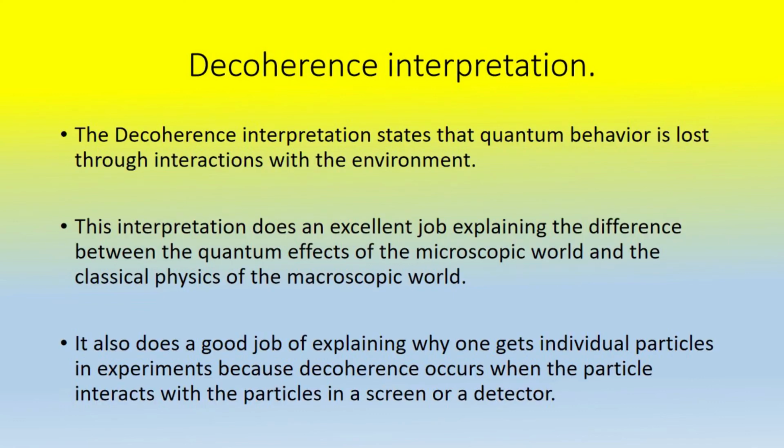The decoherence interpretation states that quantum behavior is lost through interactions with the environment. This interpretation does an excellent job of explaining the difference between the quantum effects of the microscopic world and the classical physics of the macroscopic world. It also does a good job of explaining why one gets individual particles in experiments, because decoherence occurs when the particle interacts with the particles in a screen or a detector.